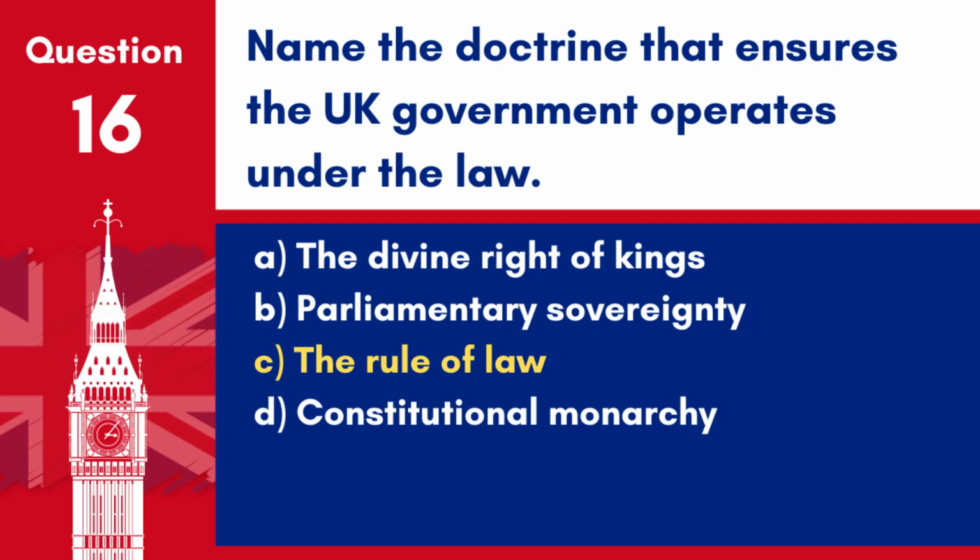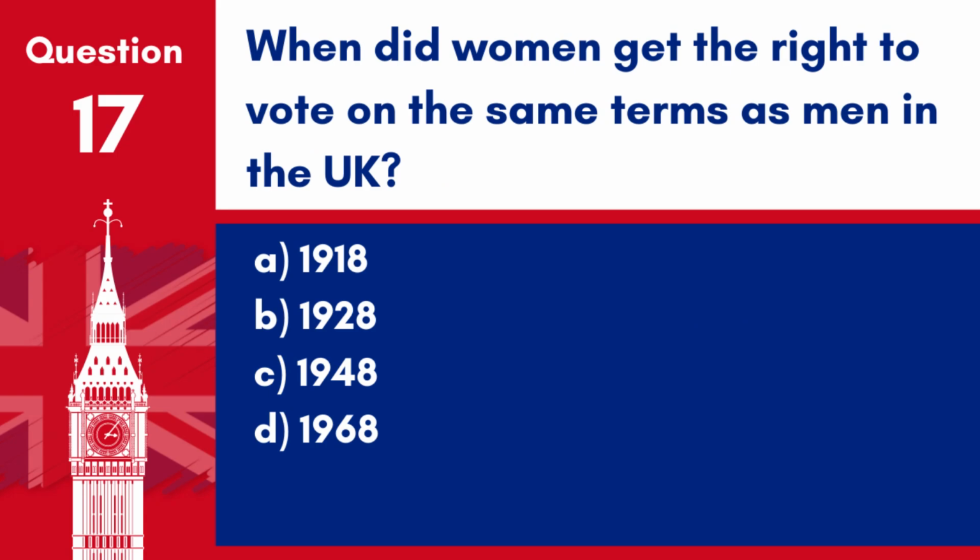Question 17. When did women get the right to vote on the same terms as men in the UK? A. 1918. B. 1928. C. 1948. D. 1968.